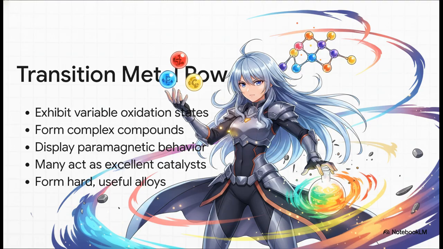But their vibrant color is just the beginning. Because they can lose a different number of d electrons, they can have multiple oxidation states, like iron forming both Fe2+ and Fe3+. They also form these amazing, complex compounds, are often magnetic, are incredible catalysts for chemical reactions, and they make super strong alloys. They're basically the Swiss Army knives of the periodic table.